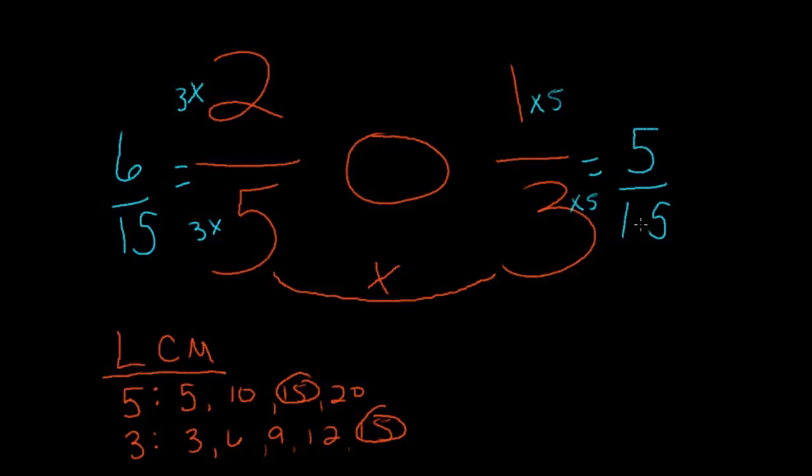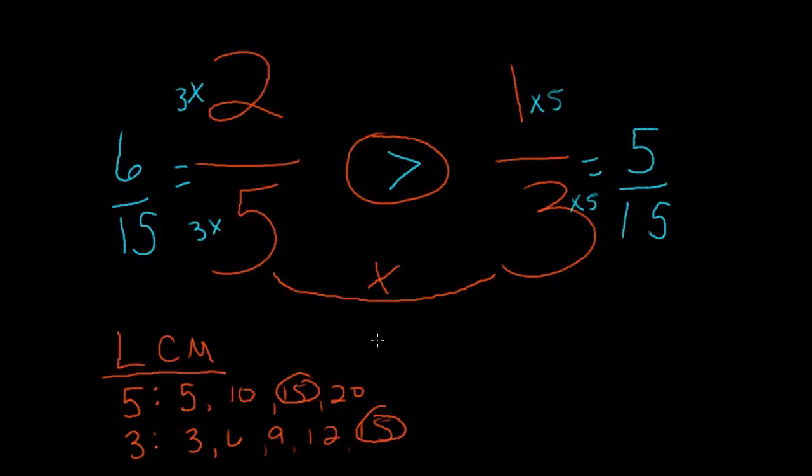So I can see on this side, 2/5 is the same as 6/15, and 1/3 is the same as 5/15. So 6/15 is greater than 5/15. Therefore, 2/5 is greater than 1/3. That's an example of using the least common multiple of the two denominators to find which fraction is greater. Also, always think about benchmark fractions. If you put those two on a number line, for example, you could also draw number lines.